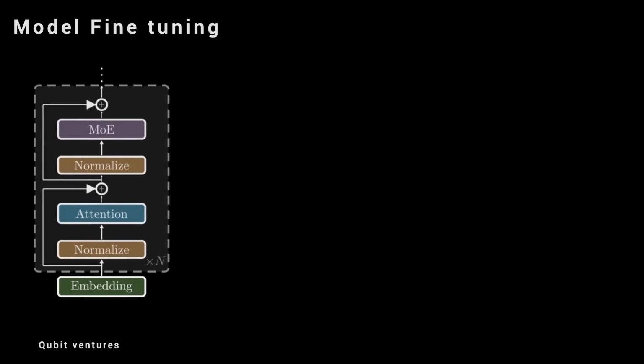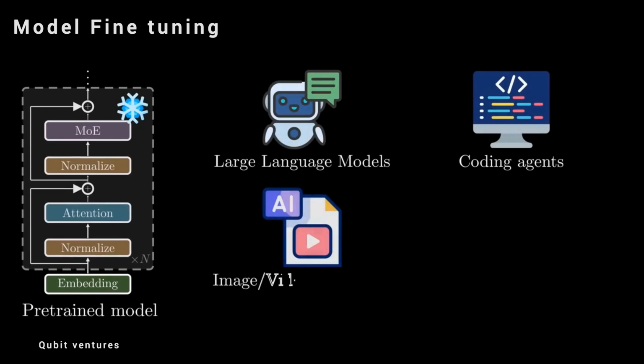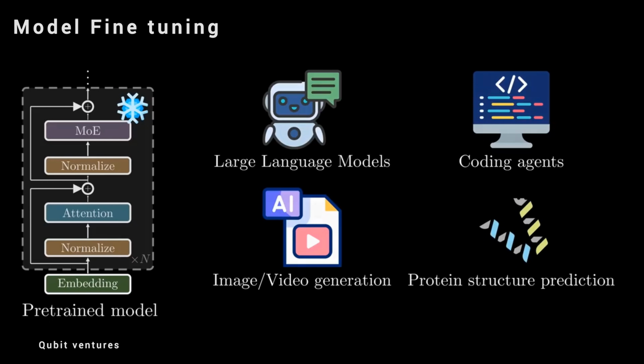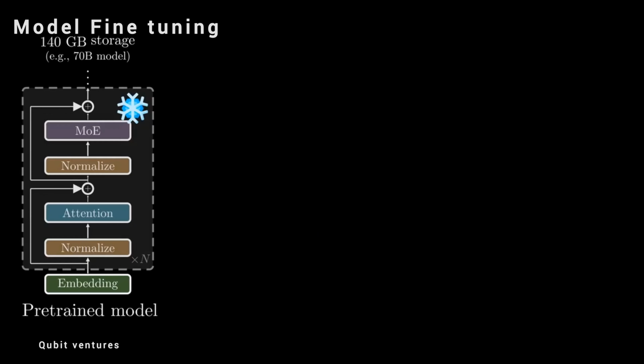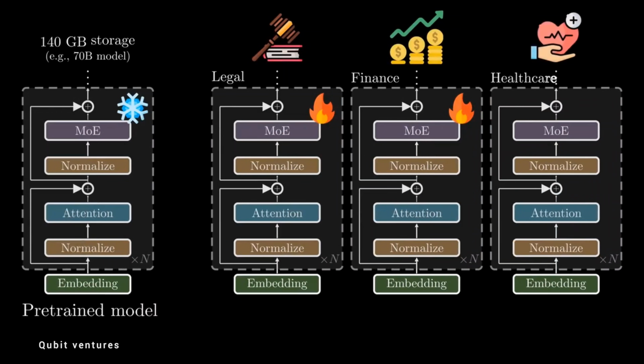Modern AI models are huge. These models power large language models, coding agents, image and video generation systems, and protein structure predictors. While pre-trained models are general, we often want to specialize them for domains like law, finance, or healthcare.